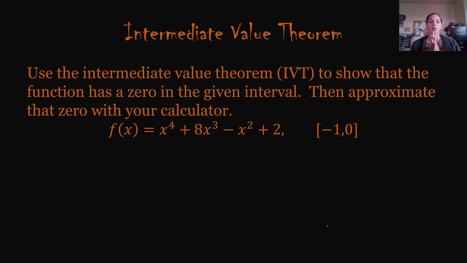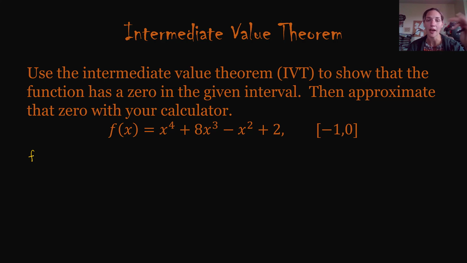All right. So let's put that into practice. Use the intermediate value theorem to show that the function has a zero in the given interval, then approximate it with your calculator. This would not show up on an exam saying approximate with your calculator, because you couldn't without your handy-dandy calculator. But we need to know how to do this, because on the AP exam, you definitely will need to be able to do stuff like this with your calculator. So let's practice it. We are told that our interval is -1 to 0.